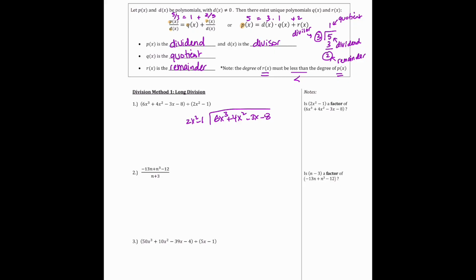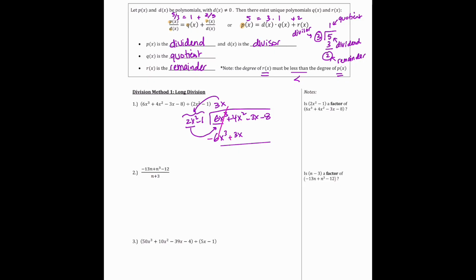And so how does it work? You first check how many times 2x squared goes into 6x cubed. This is the procedure. It goes in 3x times. Then you take the 3x and multiply it by the entire divisor, and this gives you 6x cubed minus 3x. Then just like with traditional division, you subtract, aka switch the signs. So the 6x cubed must cancel out.